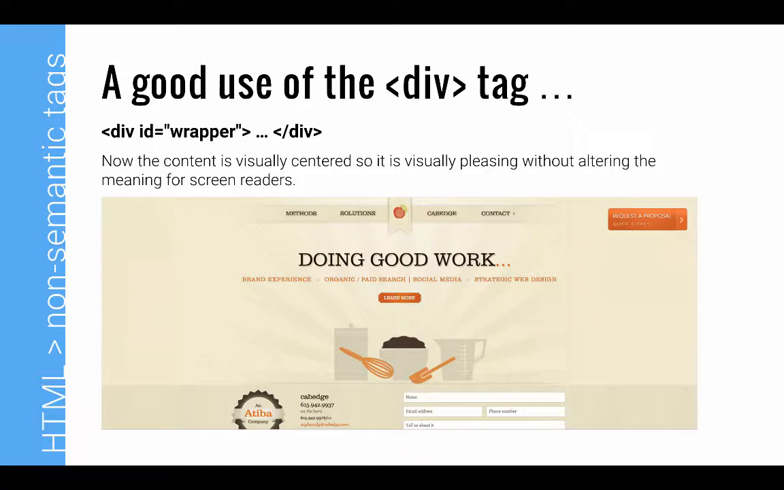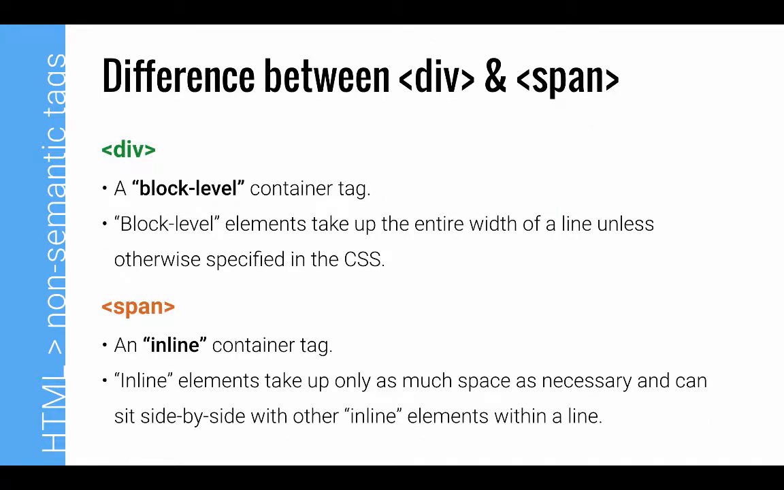Well, the difference primarily is that div is a block level container tag, and span is an inline container tag. What do block level and inline mean? Well, block level elements take up the entire width of a line unless otherwise specified in the CSS, whereas inline elements take up only as much space as necessary, and they can sit side by side with other inline elements. Some inline elements would be things like images. And these are their default behaviors. Images are inline, text is inline, anchor tags are inline.